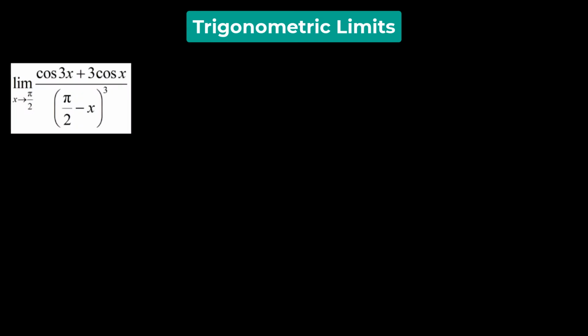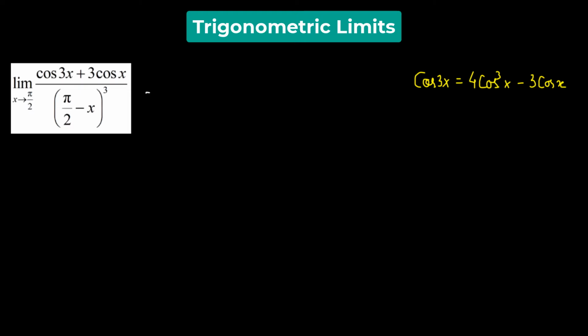So here we need to determine the limiting value of the given trigonometric function when x approaches pi over 2. Now we have cos 3x in the numerator. Now cos 3x can be expanded as cosine of 3x. The expanded value of cosine of 3x is equal to 4 cos cubed x minus 3 cos x. So let us substitute this value into our function.